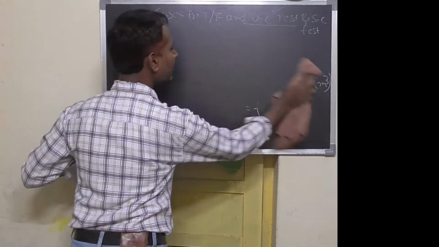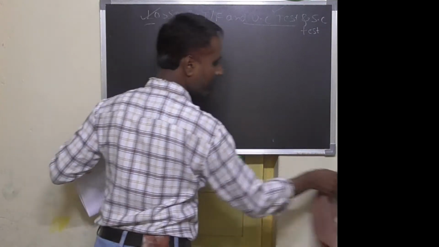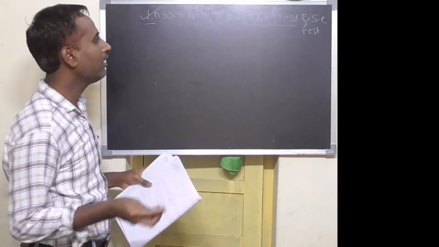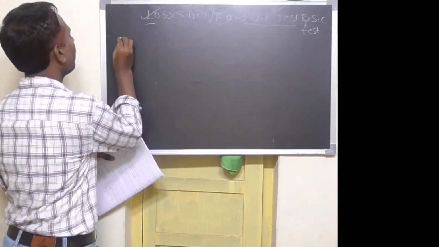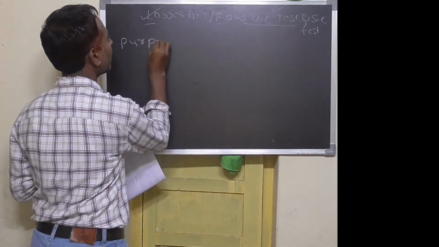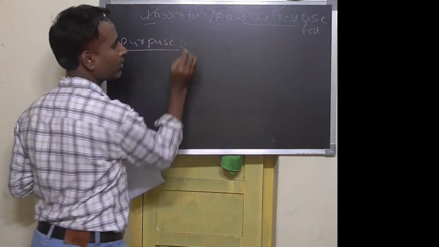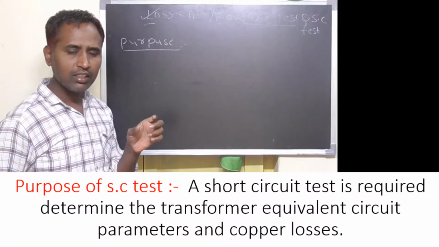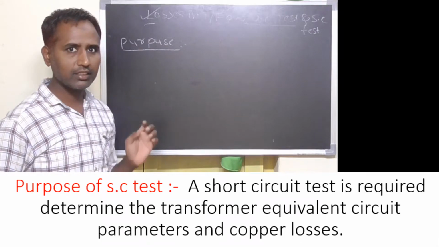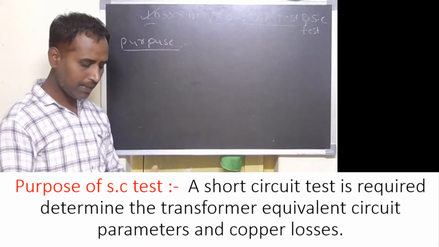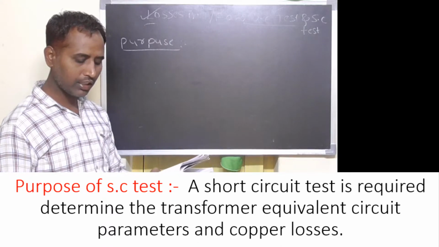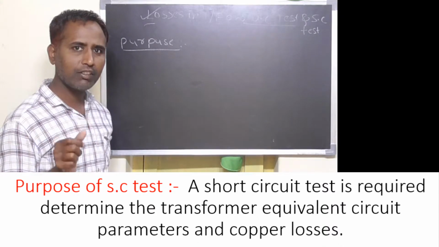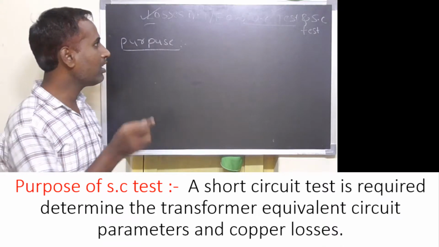So this is easy. Okay, if we are reading daily like this, then one day our transformer chapter will be completed. Short circuit test. First, what is the purpose? Okay, why are we performing the short circuit test? The purpose of the short circuit test is to find the transformer equivalent circuit. A short circuit test is required to determine the transformer equivalent circuit parameters.